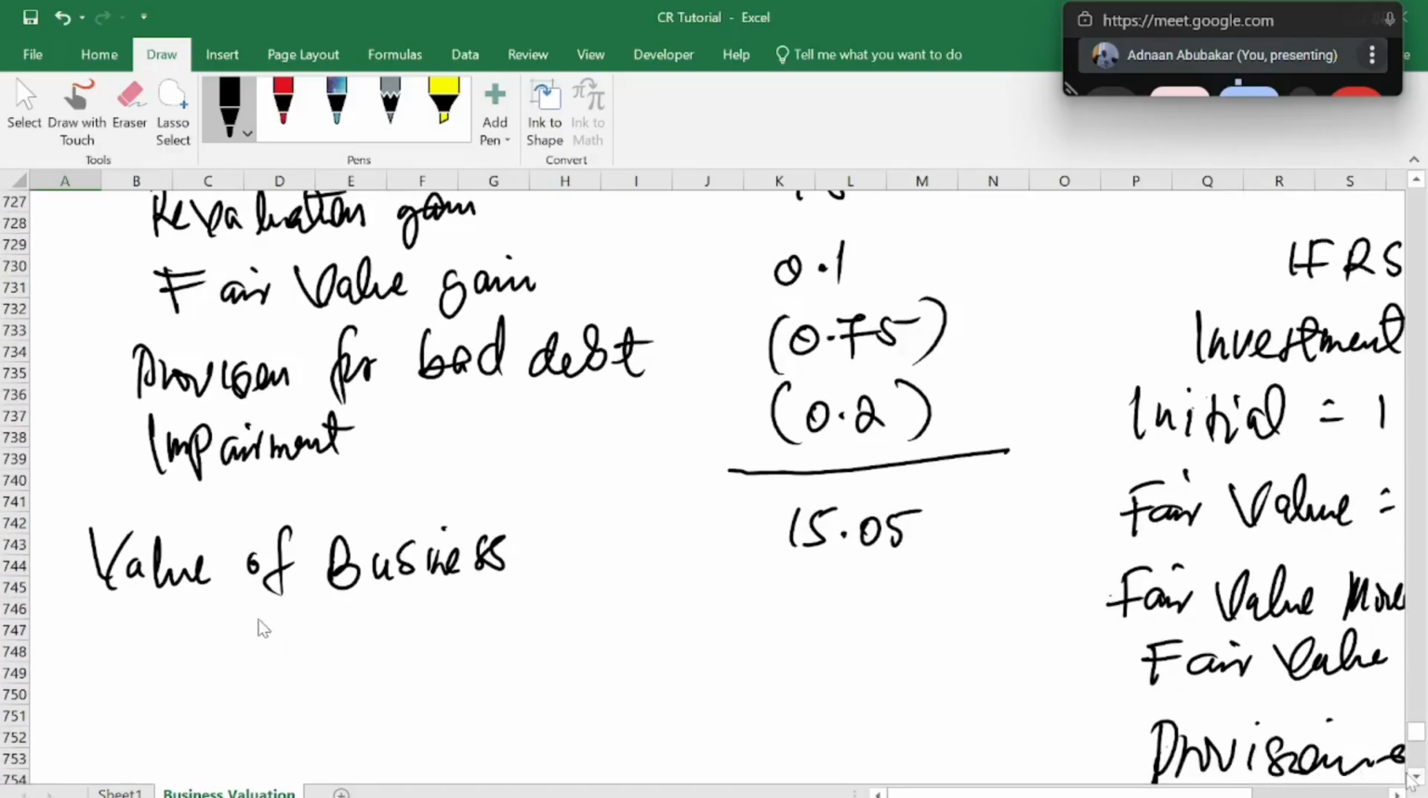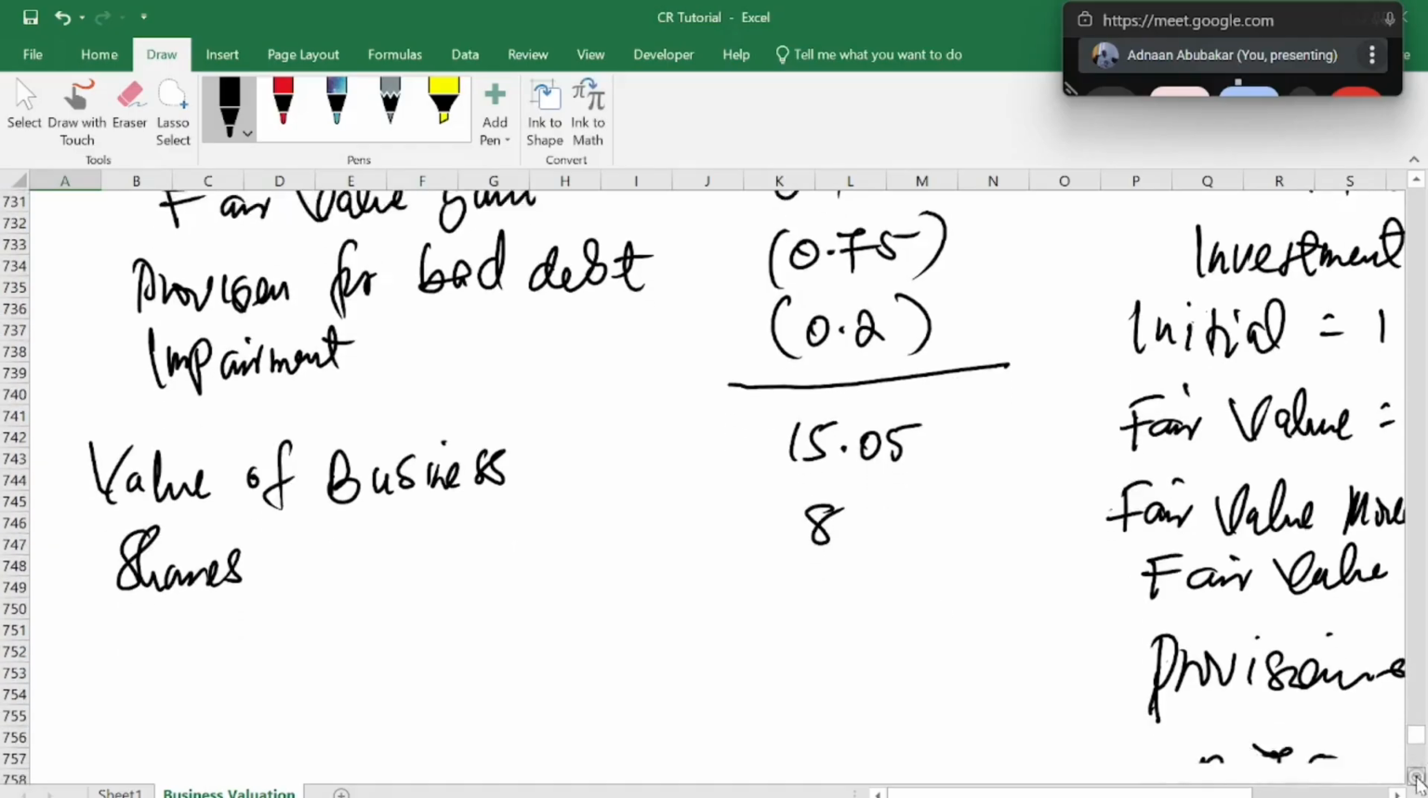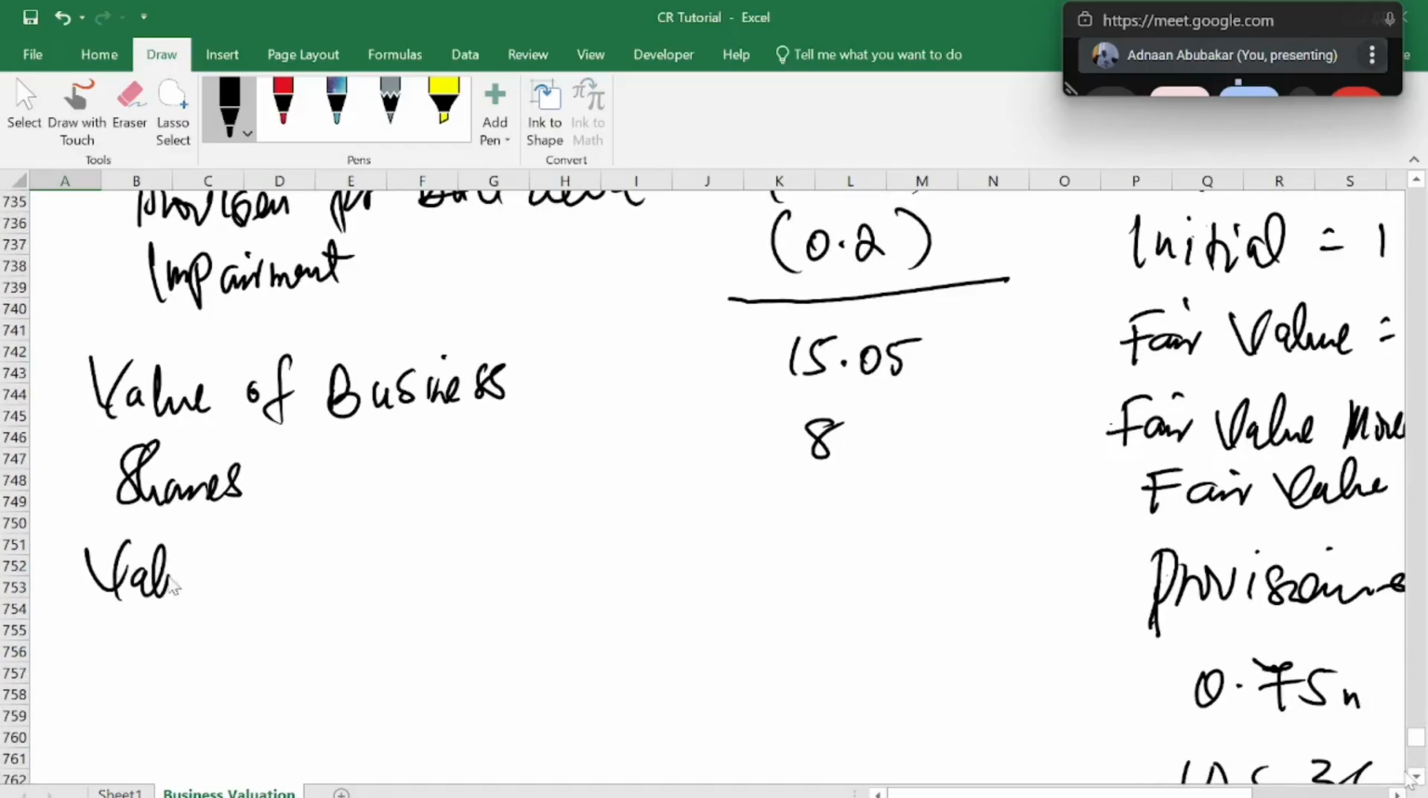So this is the value of what? Of the business. Are you with me? This is the total value of the business, not value per share. We are going to find value per share. So now, how much is the total share of the Tinto company? Tinto is 8 million. So if you want to know the value per share, you know what to do.